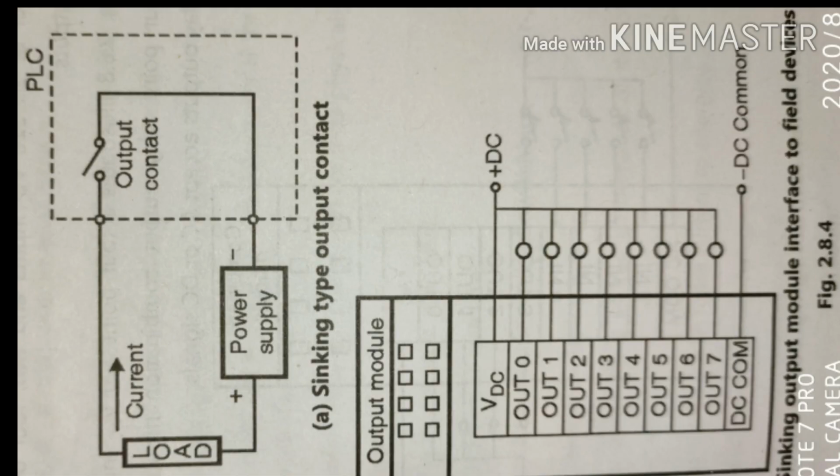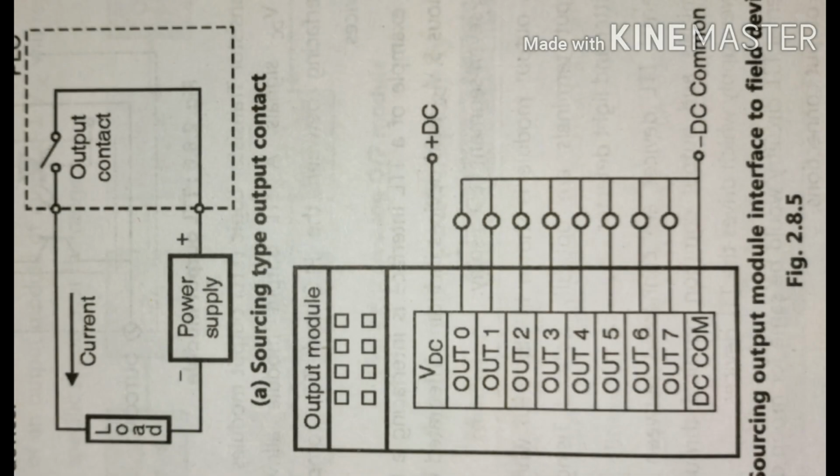Okay, in this figure also, in the sinking output module, all the output terminals are made common against a single common terminal, and similarly vice versa. Okay, so remember this diagram also, there are two diagrams.